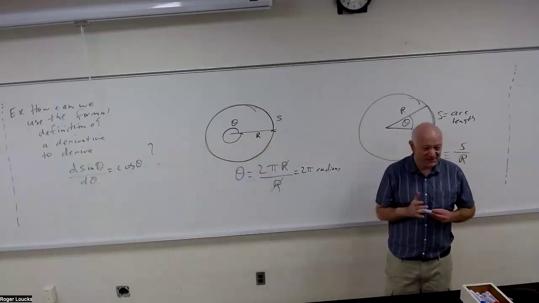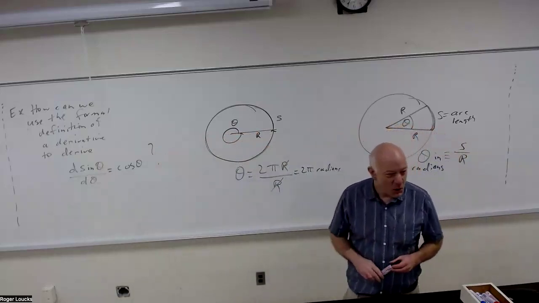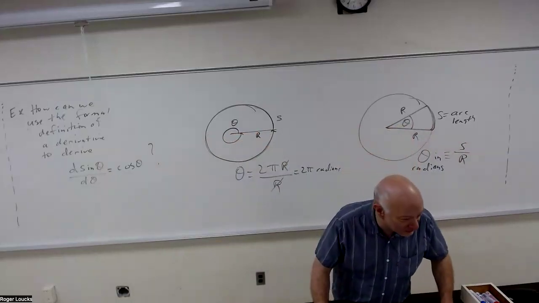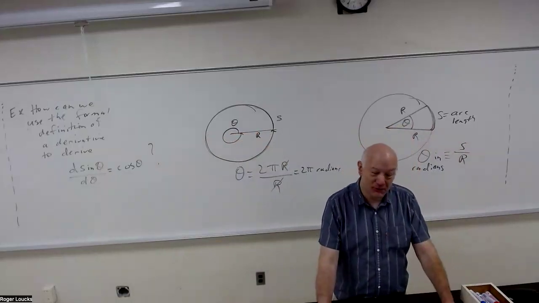Okay. Now let me ask you a trick question. Why are there 360 degrees in a circle? It's a trick question.